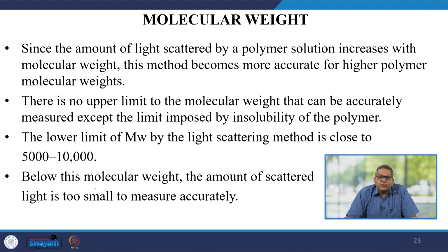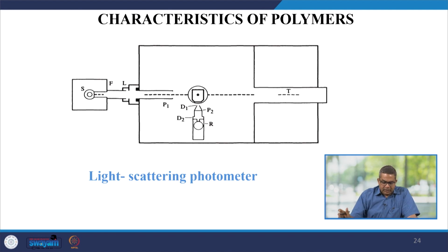Since the amount of light scattered by a polymer solution increases with molecular weight, this method becomes more accurate for higher molecular weights. There is no upper limit for the molecular weight that can be accurately measured, except the limit imposed by insolubility of the polymer. The lower limit of weight average molecular weight by the light scattering method is close to 5,000 to 10,000. Below this molecular weight range, the amount of scattered light is too small to measure accurately. This is the typical diagram of a light scattering photometer, which is very common.